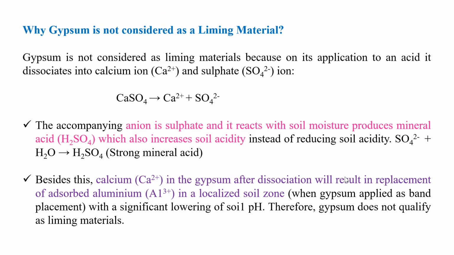And also besides this, the calcium present in the gypsum replaces the adsorbed aluminium in the localized zone. That is why gypsum is applied as a band placement with a significant lowering of soil pH. Thereby, gypsum is not used as a liming material.